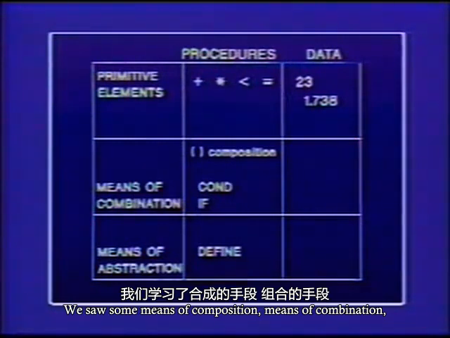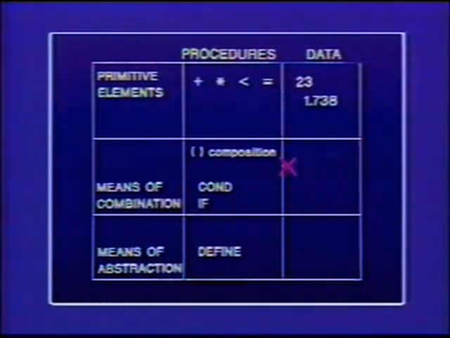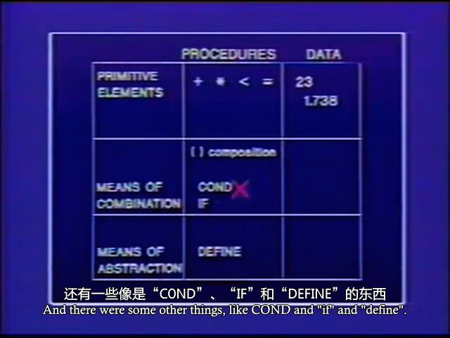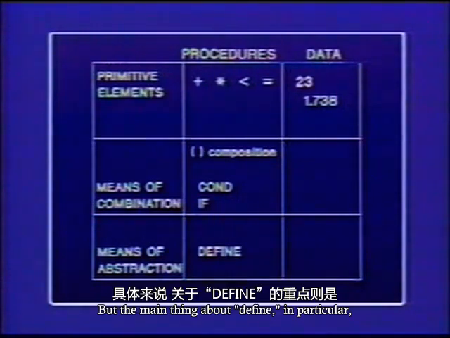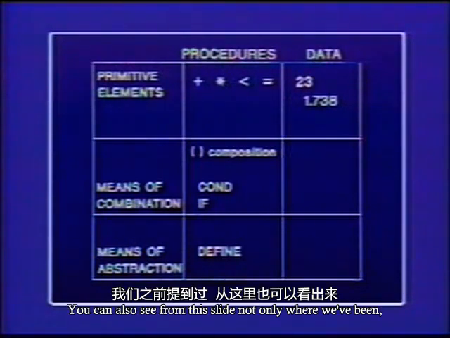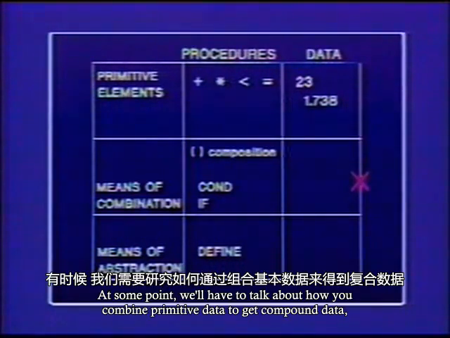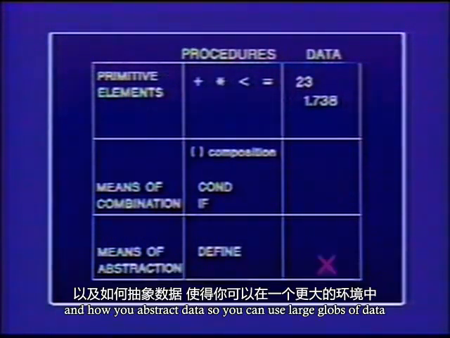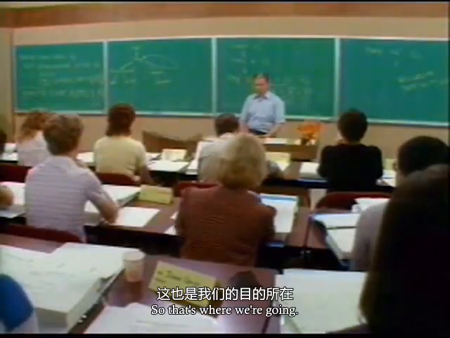We saw some means of composition, means of combination, the basic one being composing functions and building combinations with operators and operands. And there were some other things like cond and if and define. But the main thing about define in particular was that it was the means of abstraction. It was the way that we named things. You can also see from this slide not only where we've been, but holes we have to fill in. At some point, we'll have to talk about how you combine primitive data to get compound data, and how you abstract data, so you can use large globs of data as if they were primitive. So that's where we're going.